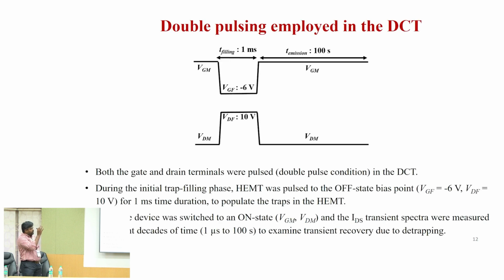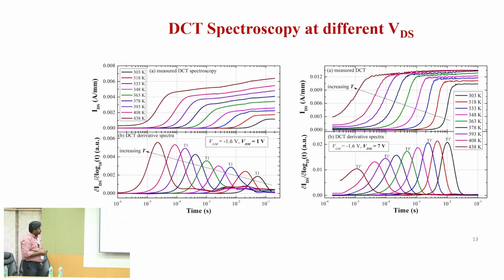Then drain current transient spectroscopy, which I think everybody knows about. To fill the traps, double pulsing is employed. There is an off-state condition in which the traps under the gate and in the gate-drain access region are populated. Then you immediately return to the semi-on state and see the detrapping or emission transient. You repeat the measurement for different temperatures, and from that you get the activation energy and capture cross section. This is the drain current transient spectroscopy, and the plot below is the derivative of the transient, the DCT spectra.